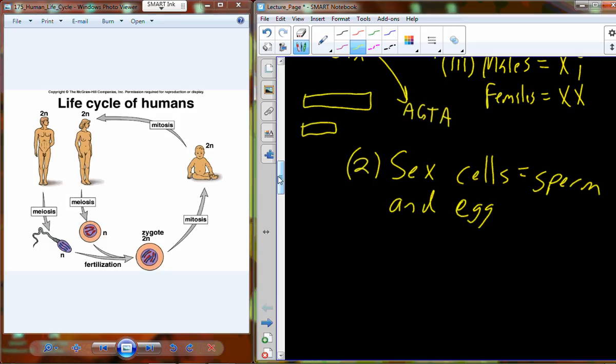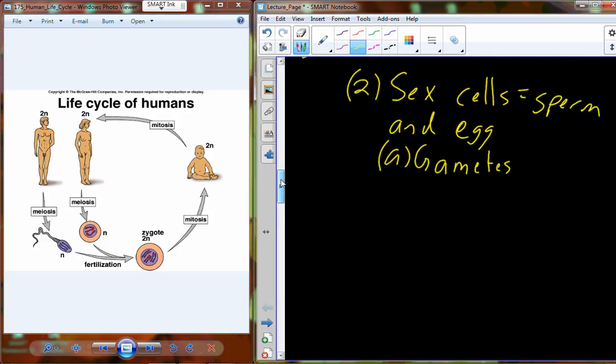So these haploid cells, the cells that contain 23 individual chromosomes, not pairs, haploid, are called sex cells, and in humans and other mammals they are sperm and egg. They're typically referred to as the gametes. So the gamete is referring to the sex cell. Again, these chromosomes are not paired.